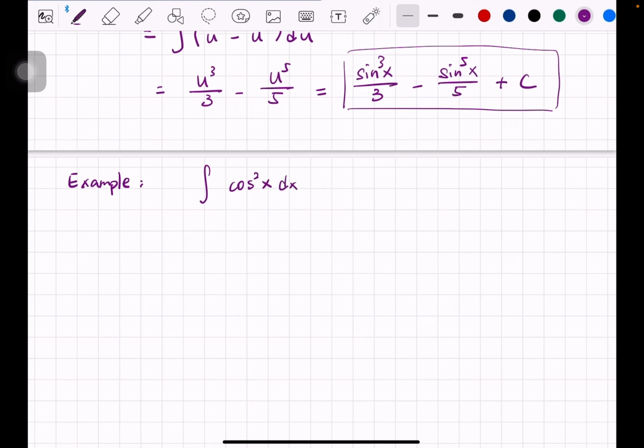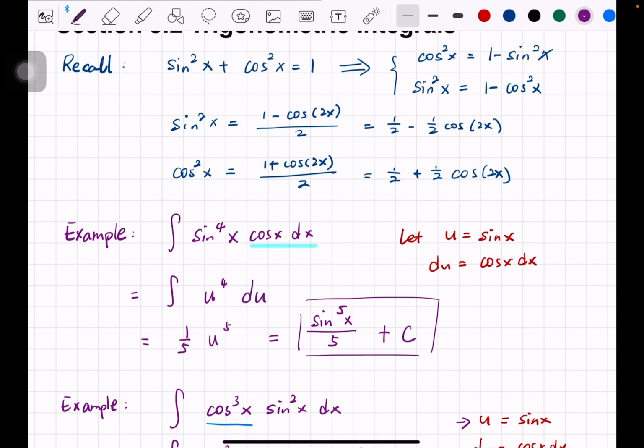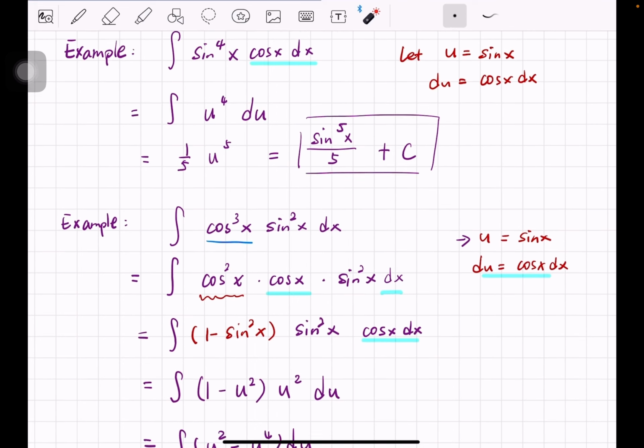When we have cosine in the even power, we cannot use the u substitution. We cannot use the Pythagorean theorem to rewrite as 1 minus sine squared because it's not really helping us. So we're going to use the double angle formula, which is cosine squared x equal to (1 plus cosine of 2x) over 2, or 1/2 plus 1/2 cosine of 2x.